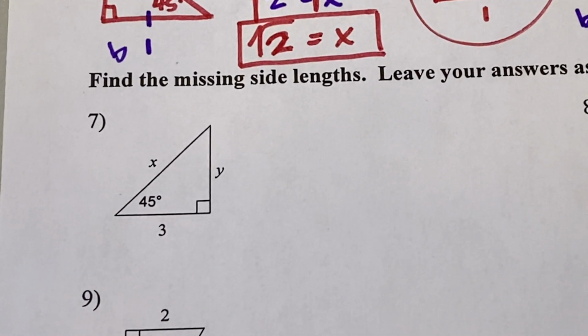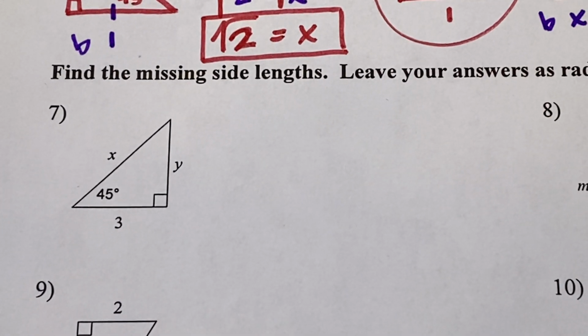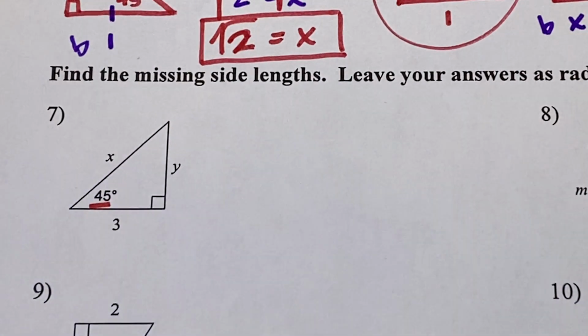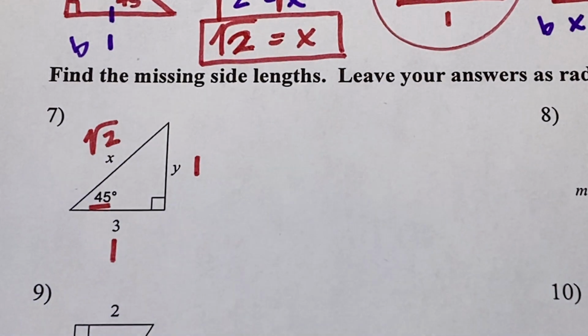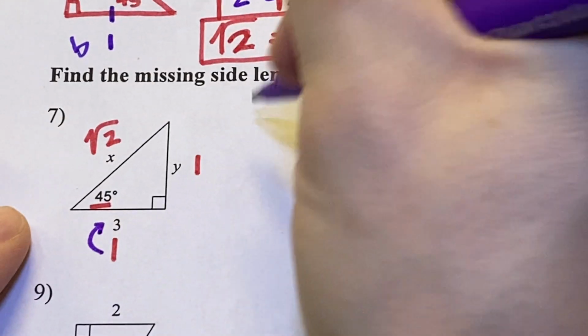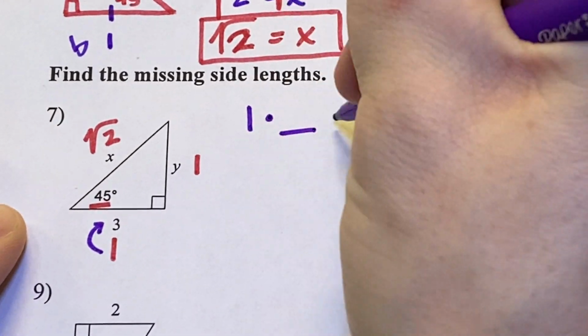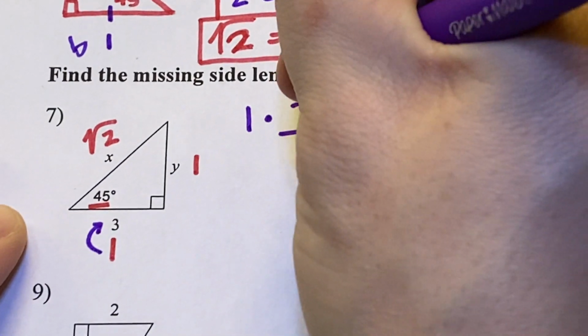First of all, tell me for number 7, is this a 45, 45, 90 or a 30, 60, 90? I reckon it's a 45, 45, 90. Hence the 45 right there. Let's remind ourselves what the sides started out as. Well, 45, 45, 90 started out as 1, 1, and root 2. Wait a second. How did we go from 1 to 3? What did we have to multiply? 1 times something equals 3. Oh, look at that. That was 3.